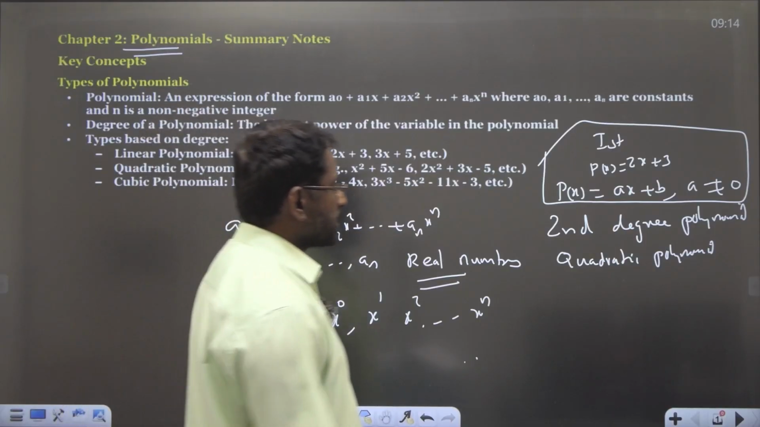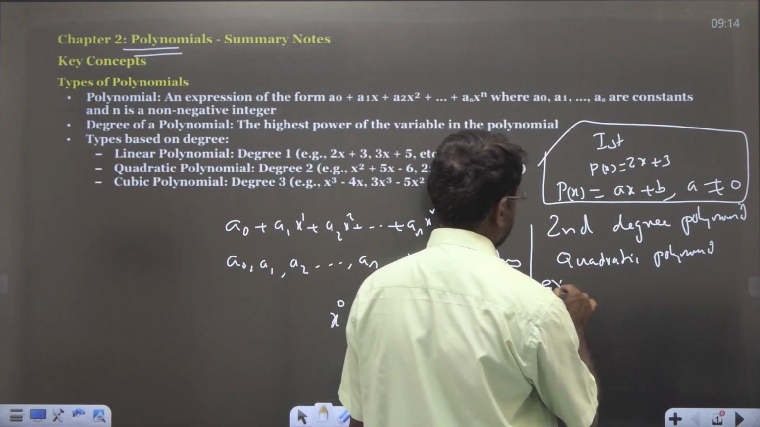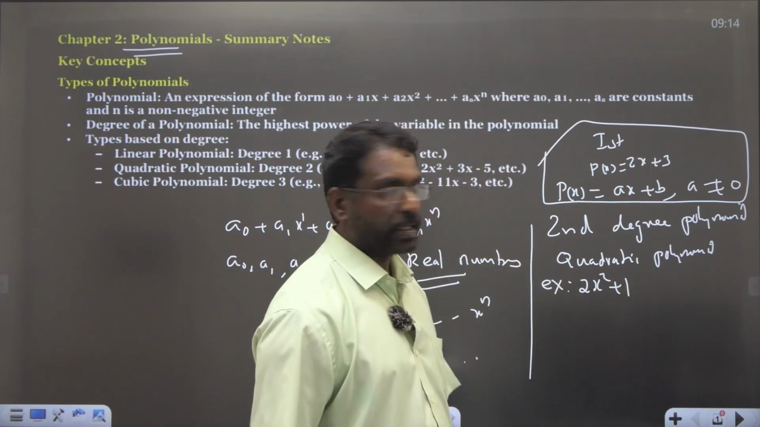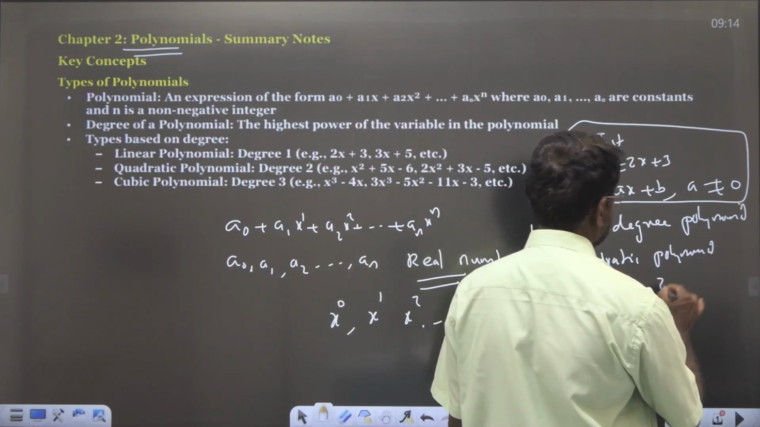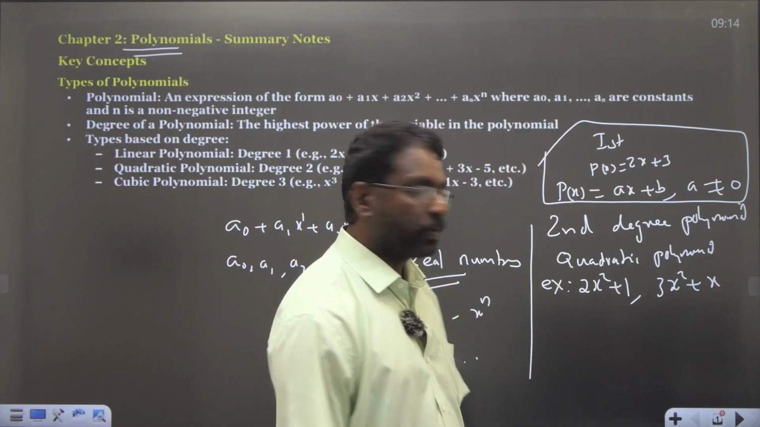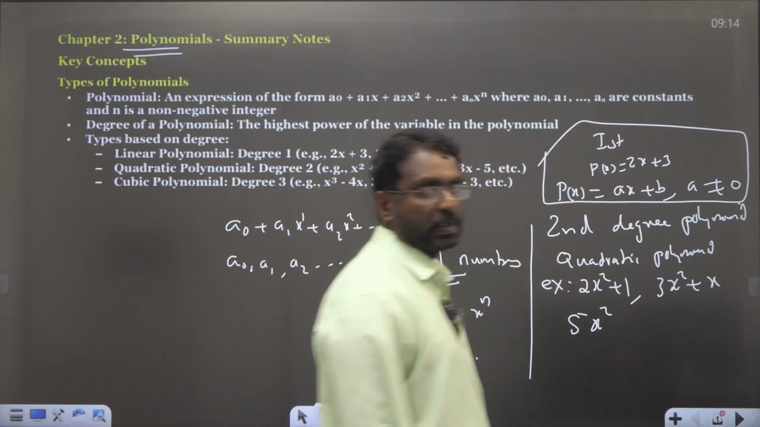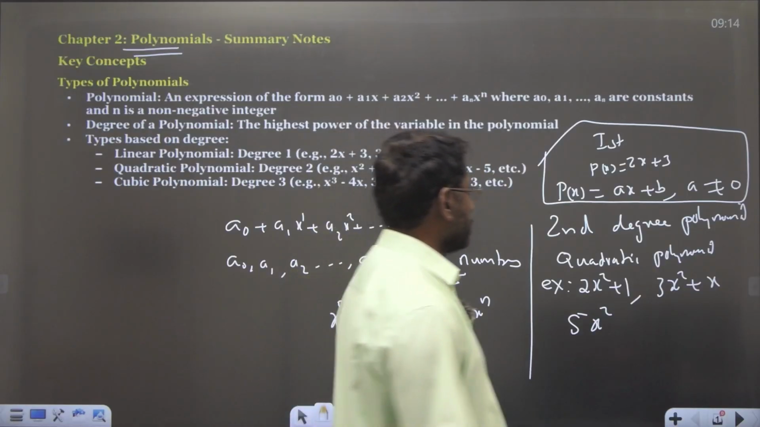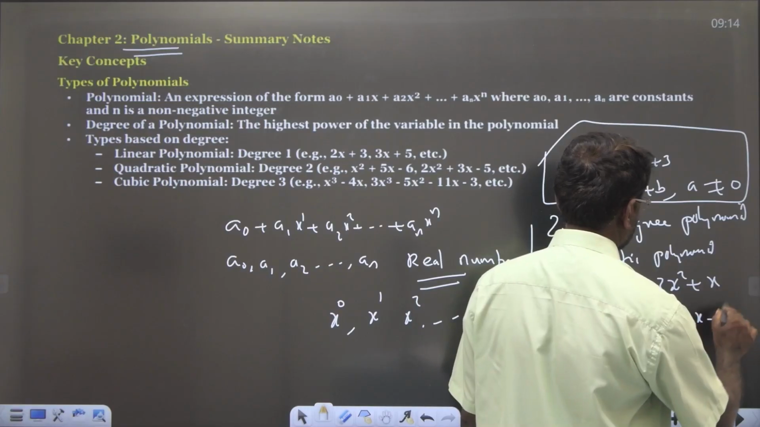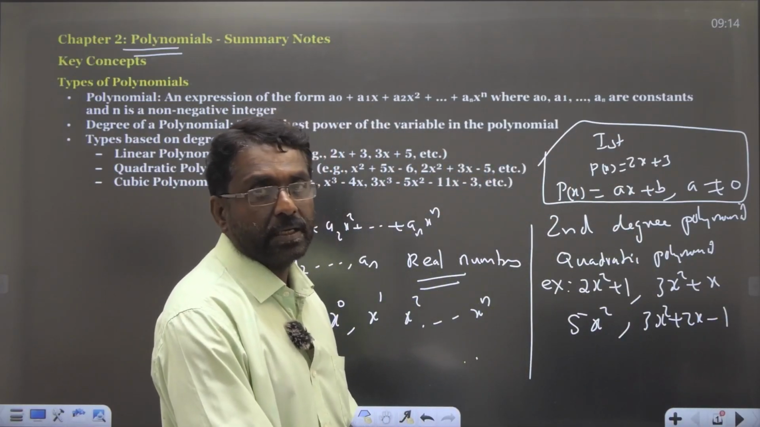Then what is the second degree polynomial? For example, firstly I can give you example 2x square plus 1. It is a second degree polynomial, or say 3x square plus x. It is also a second degree polynomial, or say 5x square. It is also a second degree polynomial. And another example 3x square plus 2x minus 1, it is a second degree polynomial.